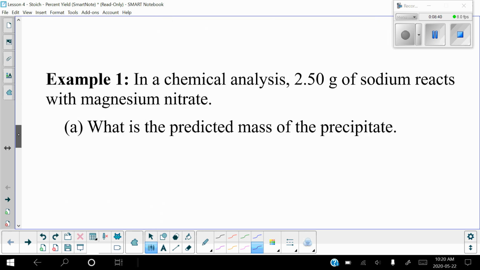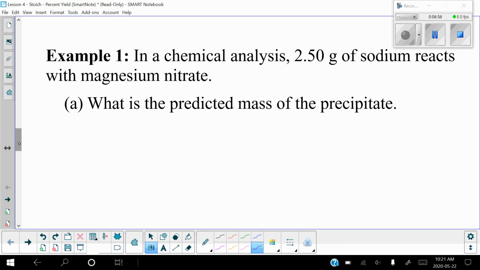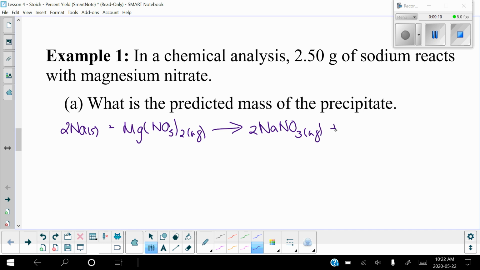Example 1. In a chemical analysis, 2.5 grams of sodium reacts with magnesium nitrate. What is the predicted mass of the precipitate? Okay, so this is pretty much the same reaction that we have from our review problem, but we're looking for something else. So same thing, we're going to start off with a balanced reaction. 2 sodium metals react with 1 magnesium nitrate to produce 2 sodium nitrates plus magnesium metal. So the precipitate in this case is going to be our magnesium metal because it's not soluble in water.